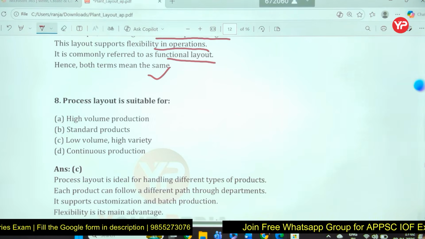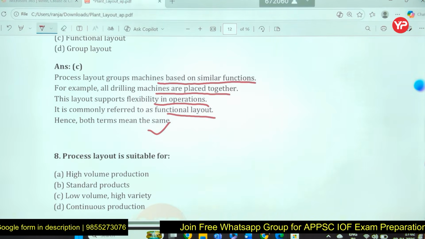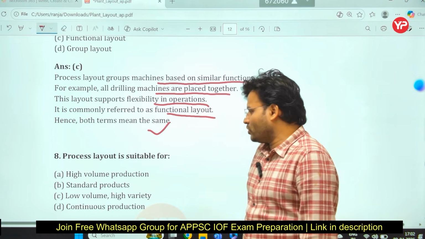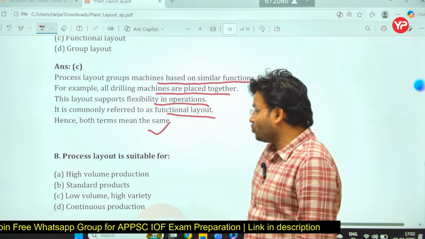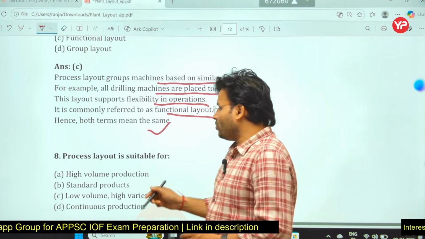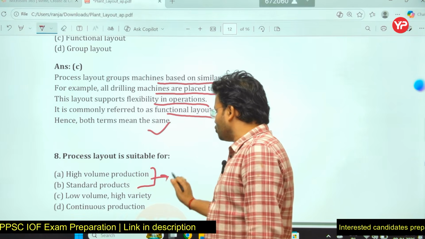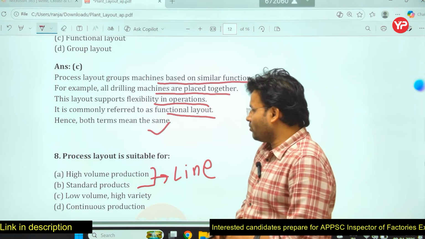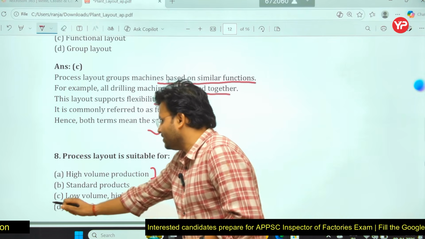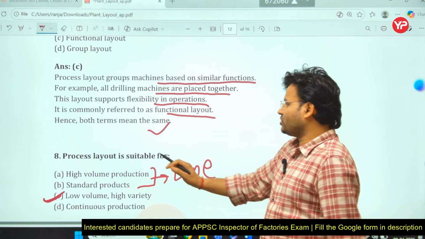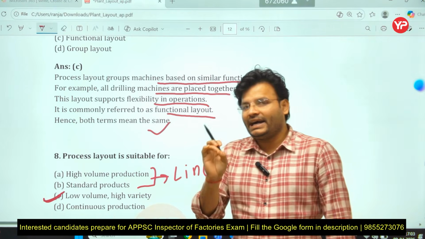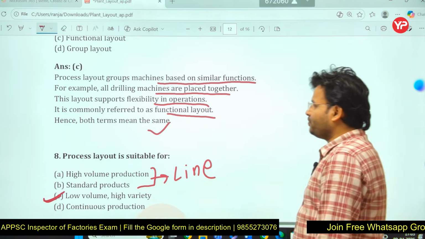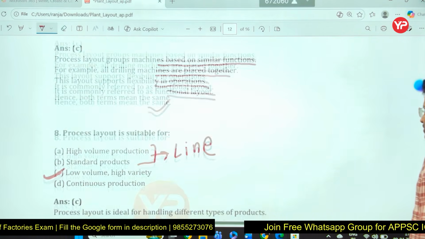Question number 8 on your screen: process layout is suitable for high volume of production, standard product, low volume high variety, or continuous production. High volume of production or standard product, in that case you are going to use the line or product layout, right? If you talk about process, so low volume, high variety, C for Chennai is the right answer. Process layout is suited for low volume and high variety of things, right? So that is the meaning of process layout. So C is the right answer.